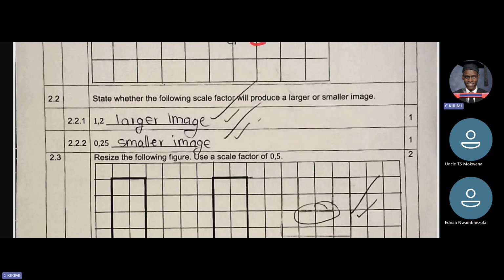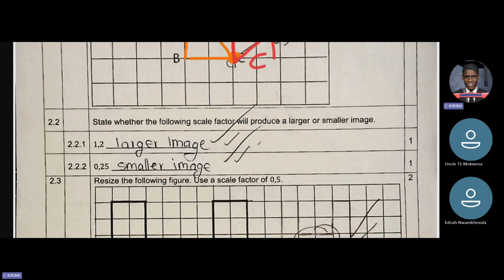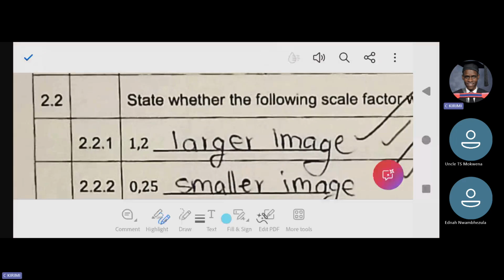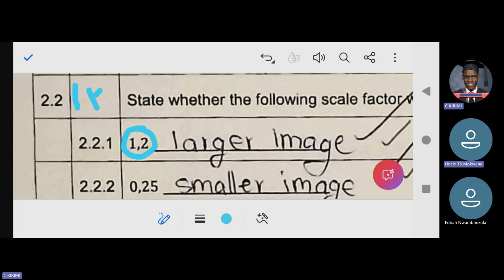Let's move on to number 2.21. State whether the following scale factor will produce a larger or smaller image. You are given a scale factor of 1.2. Are you going to get a larger or smaller image? When you multiply any number times 1.2, if you multiply 1 times 1.2, what do you get, Motus? What is 1 times 1.2? 1.2. Yes, 1.2.